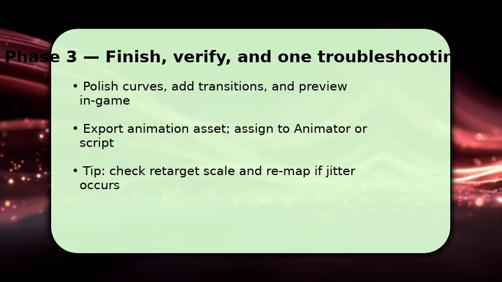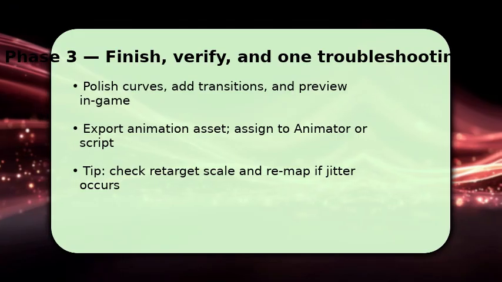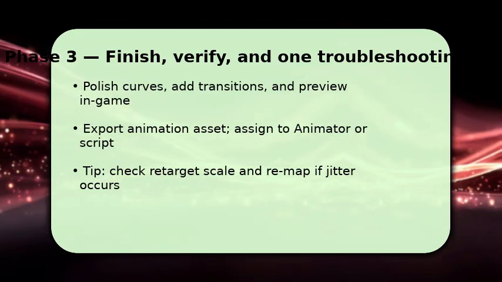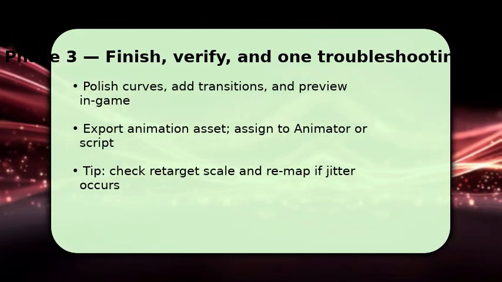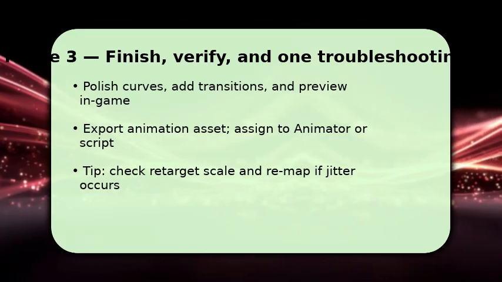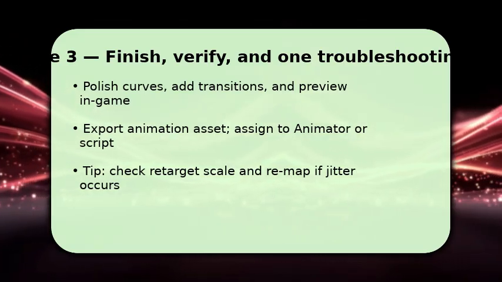If things go wrong, jitter, flipped limbs, or offset root, stop and recheck retarget scale and joint mapping. Rerunning a quick calibration usually fixes most issues and prevents time-consuming edits later.